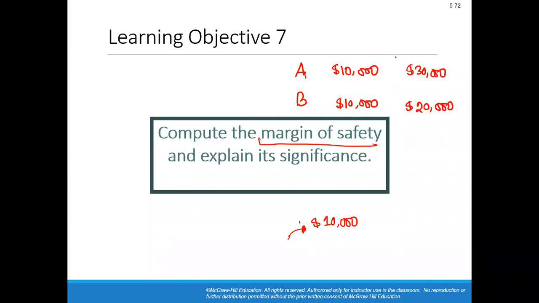Okay. So you see there is a 20,000 difference here, and here a 10,000 difference. So what does it indicate? It indicates the margin of safety. Now, before looking at the concept in a more precise way, let me ask you, which individual has more margin of safety? Individual A has more margin of safety compared to individual B.